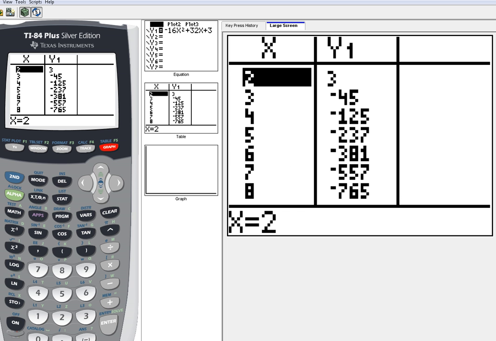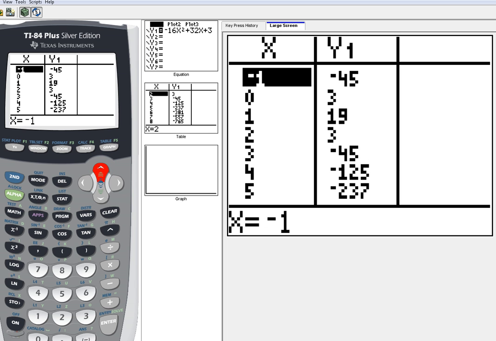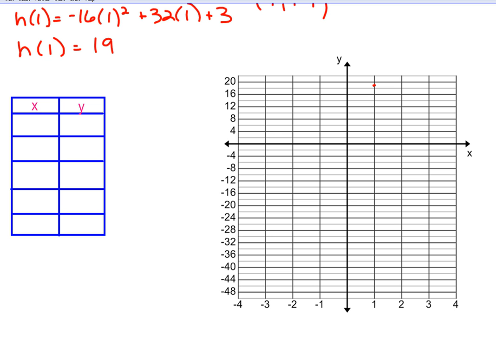I went second graph, and since I know my vertex is (1, 19), I'm just going to go back up to this 1 here. There we go. See how (1, 19) is in the middle? So I know (0, 3) is a point, so it's (2, 3), and then (-1, -45), and (3, -45). So I'm just going to copy that straight into my table here. So here's my (1, 19), then I found (0, 3), and (2, 3), (-1, -45), and (3, -45).